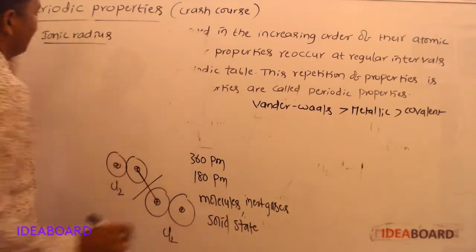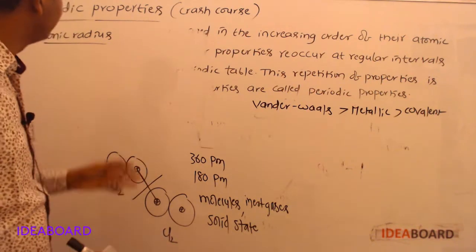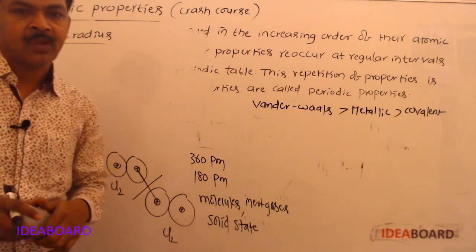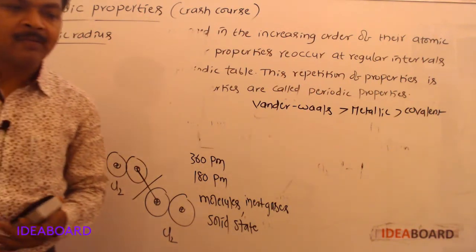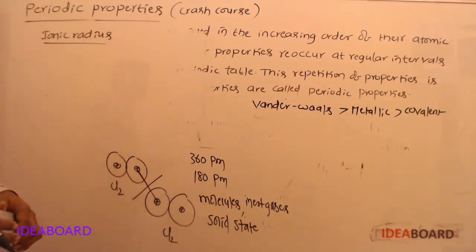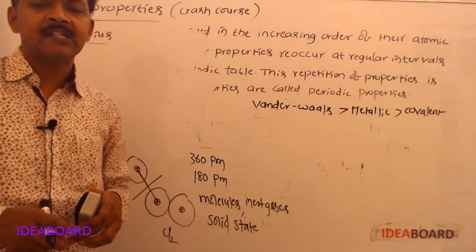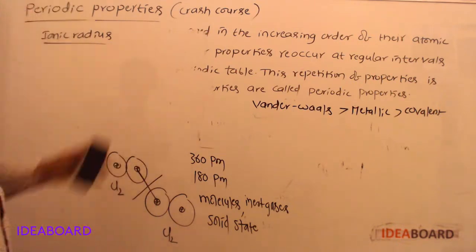Ionic radius means the distance between the center of the nucleus and the electron cloud of the valence orbit of an ion. This is called ionic radius.